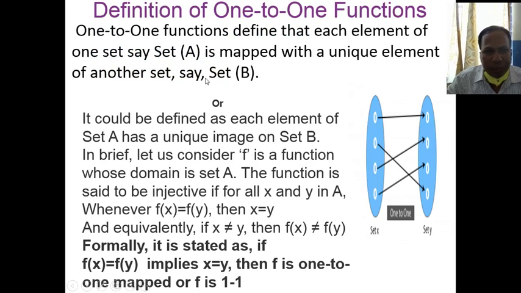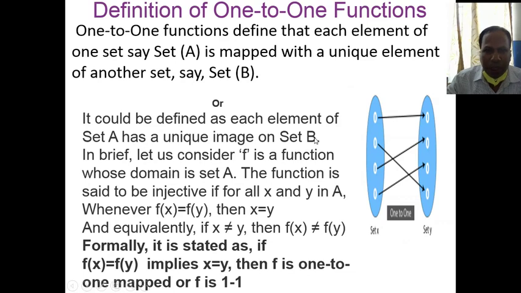Now coming to the one-one function or one-to-one function, it is defined as each element of set A is mapped to a unique element of set B, or we can say each element of set A has a unique image in set B. In brief, let f be a function whose domain is A. The function is said to be an injective function if for all x and y belonging to set A, whenever f(x) is equal to f(y), x is equal to y, or we can say x is not equal to y implies f(x) is not equal to f(y).